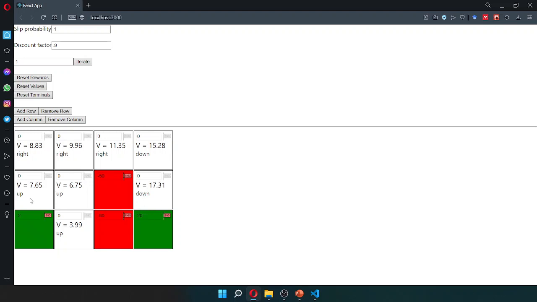So for example, if you are in this state, the agent is being told to go up, up, right, right, down, down. If the agent is in this state, it is told to go up, right, right, down, down. If the agent is in this state, up, up, up, up, right, right, down, down.